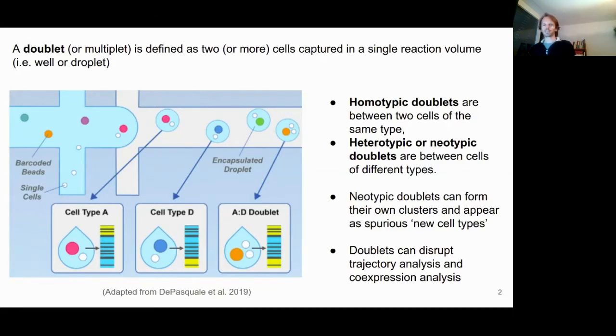Now, when this happens with cells of the same type, we call them homotypic doublets, and for many purposes, these are relatively innocuous. Heterotypic or neotypic doublets are instead between cells of different types, and these can be very problematic. They can form their own clusters and appear as spurious new cell types. They can disrupt trajectory analysis and co-expression analysis.